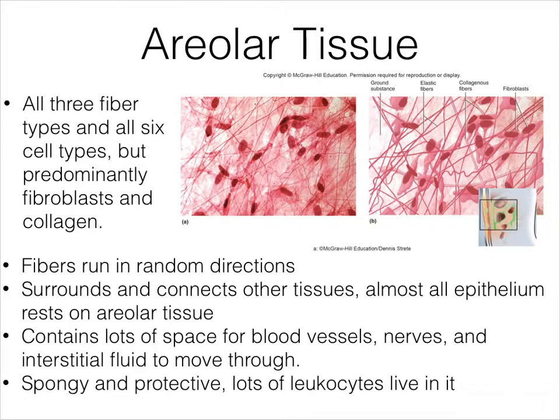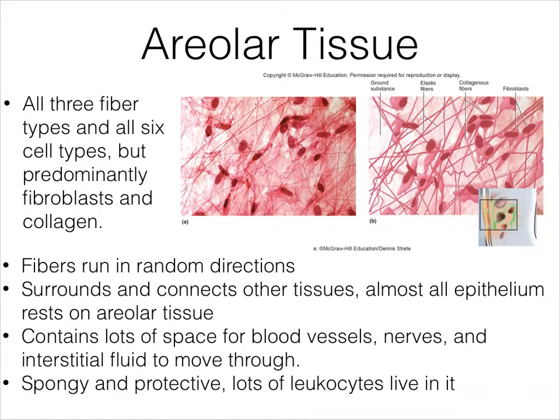When you have blood vessels, capillaries, nerves, things like that, and they're moving through your tissue, the tissue that they're moving through more often than not is areolar tissue, because these cables are spaced far enough apart that you can basically squeeze stuff in between them. In areolar tissue, you'll find all 3 fiber types and all 6 cell types, but predominantly what you'll see is fibroblasts and collagen. Those are the main ones.